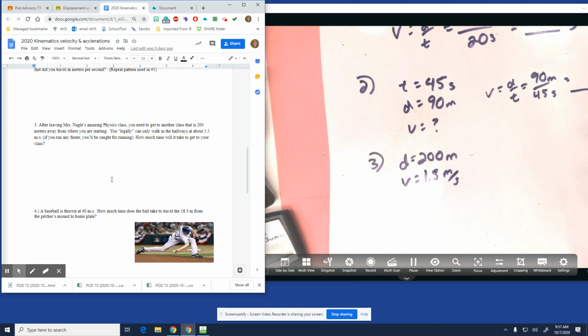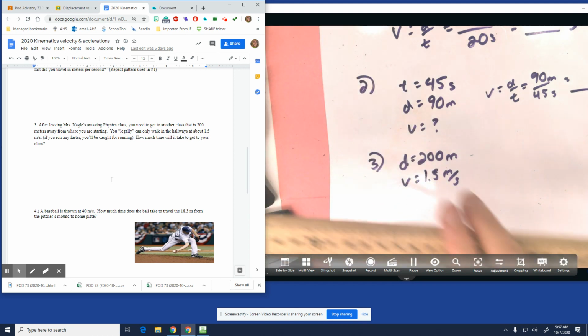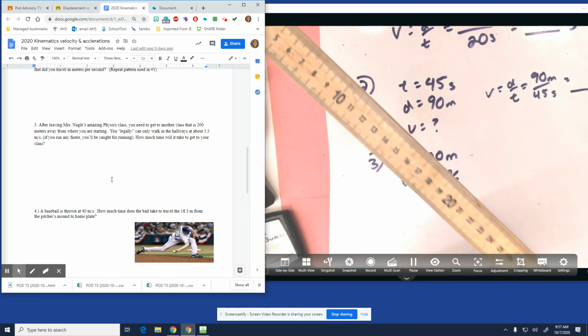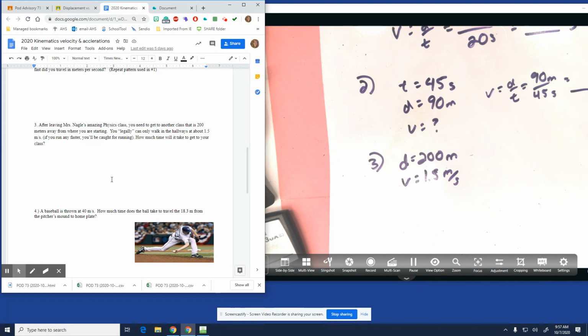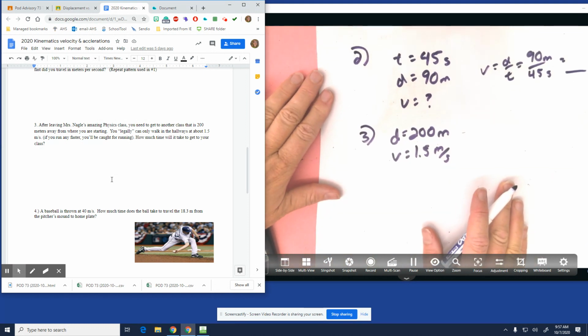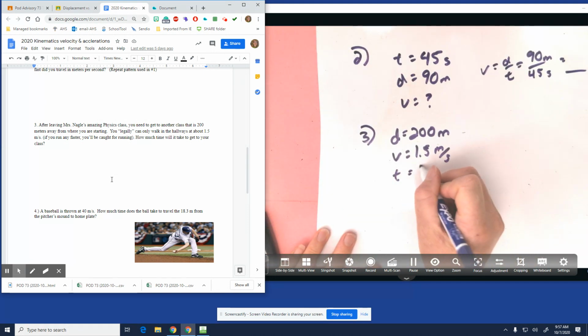So think about a meter stick, about one of these distances every second. So 1.5 meters a second. It's about like 6 feet. All right, and then I've got to figure out how much time. What's the question about time?